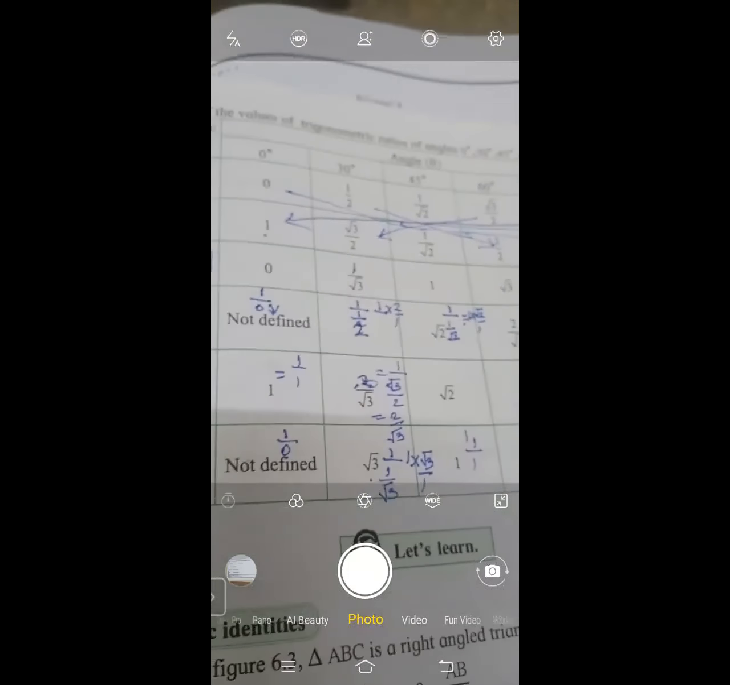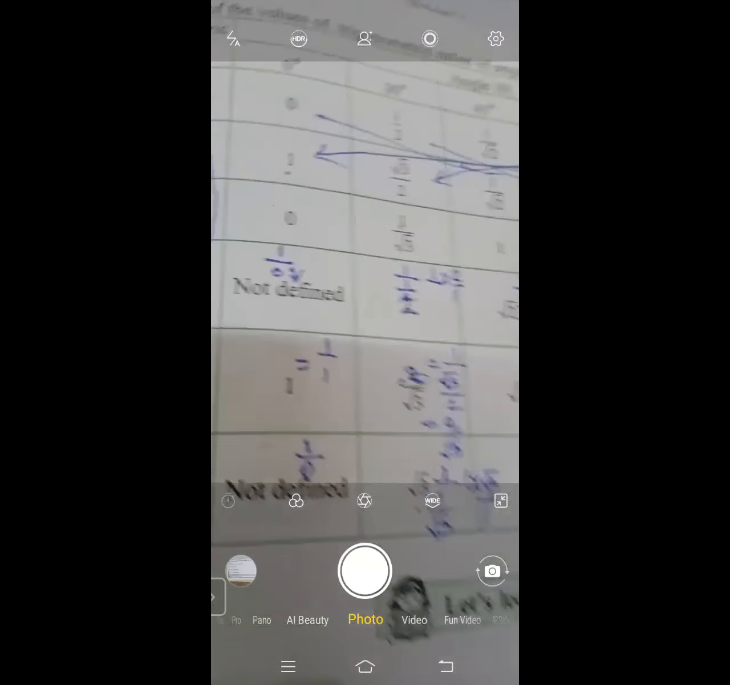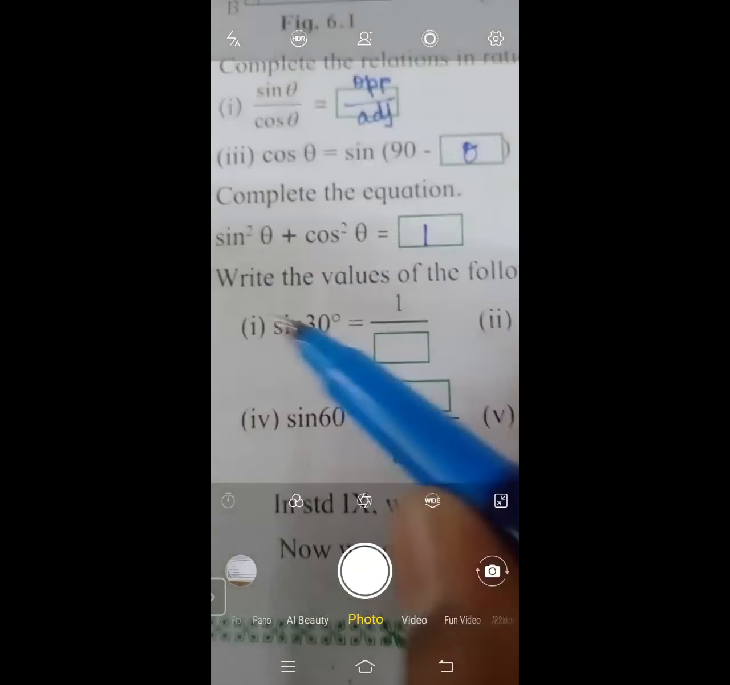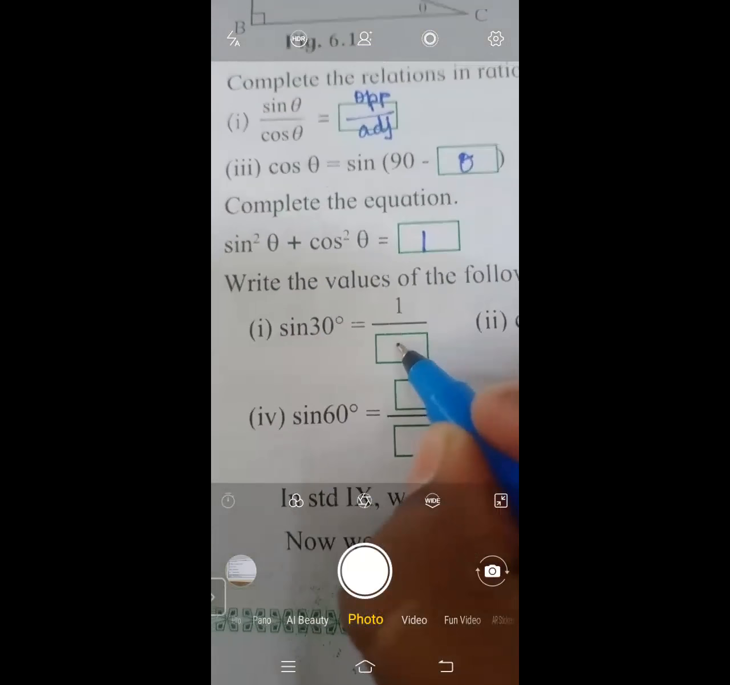Okay, now we are going to substitute the value. See what is the value for sine theta? Sine 30 degree, it is 1 upon 2. Okay, so whenever this kind of question comes, sine 30 degrees equals, we will just write, 1 upon 2. What is cos 30 degree?